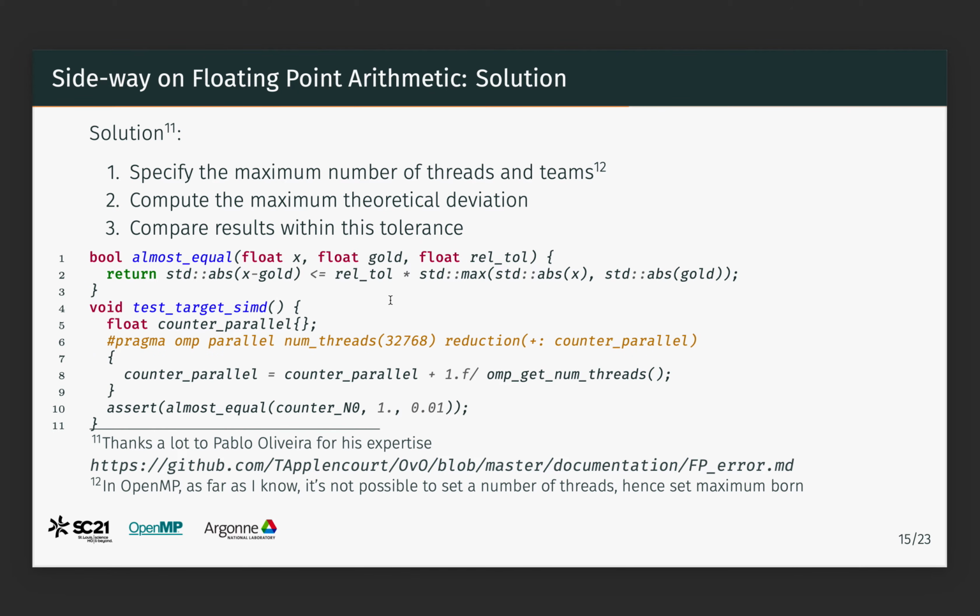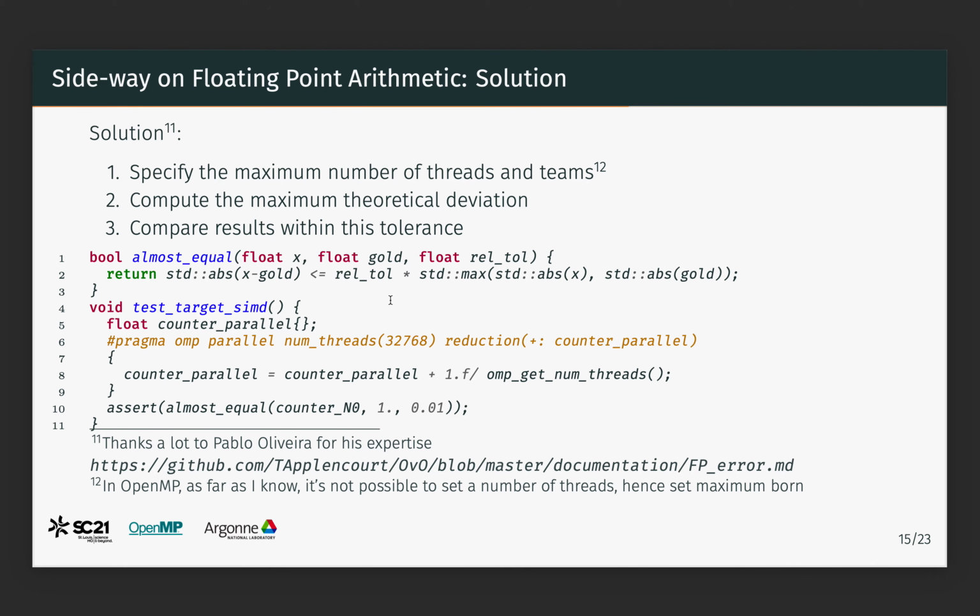So the solution is kind of trivial when you know it. You just need to specify a maximum number of threads and teams. The important thing about those tests is they don't rely on the number of teams. They are independent of the number of teams and the number of threads. It's because in OpenMP you don't have a way, at least no way I know, to really set the number of threads. The number of threads will always be an upper bound. So you set the maximal number of threads, you do some mathematical analysis to compute the biggest theoretical deviation, the maximum error you can have. And then you compare this value with a tolerance.